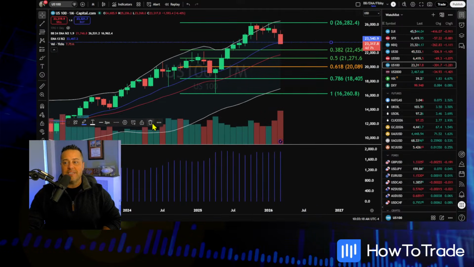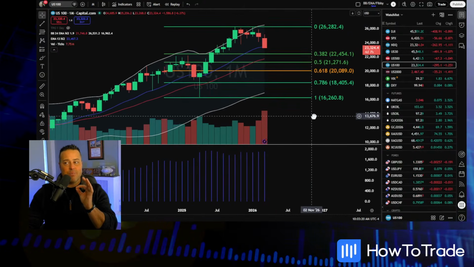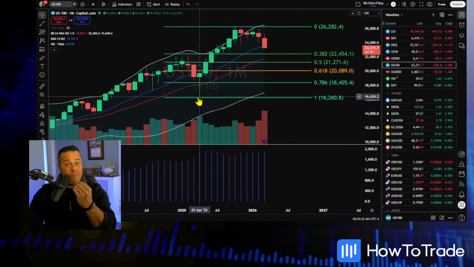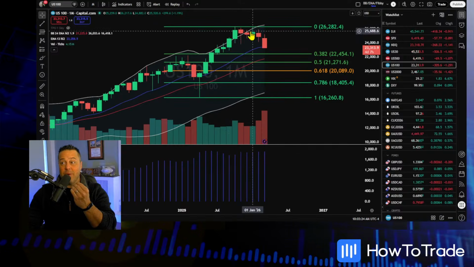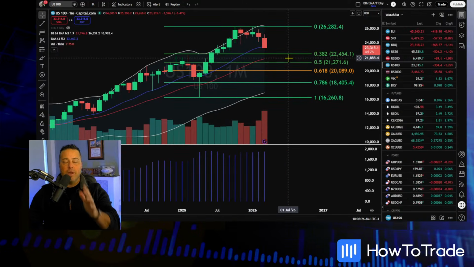US 100 is fascinating. Same basic market structure. Tariff panic lows of 2025. You get up there with that double top, and now we're pulling off 22.5. Looking at 22.5, so we're breaking beneath that 13-month EMA. 23.4, 23.5. This isn't good. This is extremely bearish.